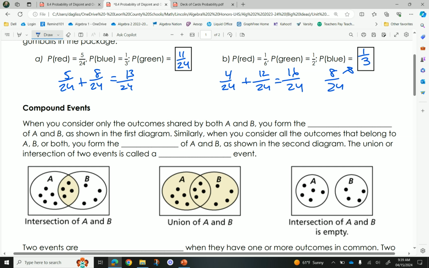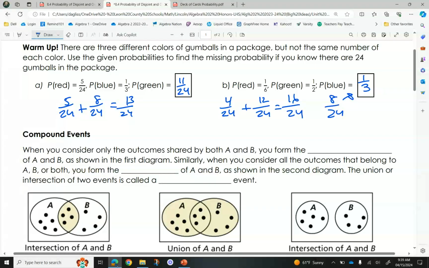All right, first off, we're going to do Venn diagrams today. When you consider only the outcomes shared by both A and B, you form the intersection of A and B, as shown in the first diagram. So when I want A and B, we're looking at their intersect. Similarly, when you consider all the outcomes that belong to A, B, or both, there's a key word there, we're forming the union of events.